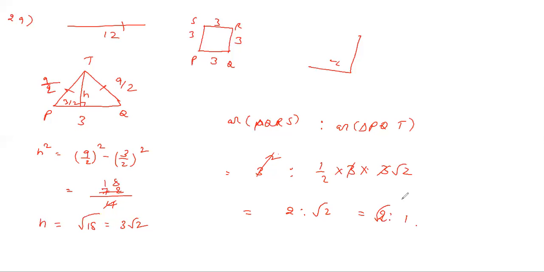Second option. You understand? Yes, sir. Any doubts? Same thing, first square, next isosceles triangle. So total length we know, 12.